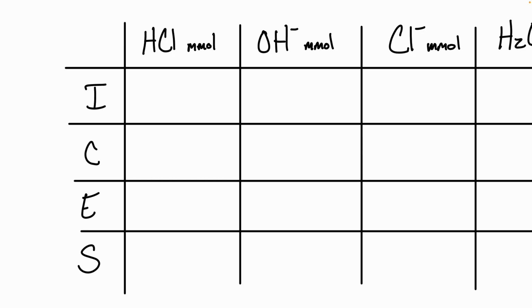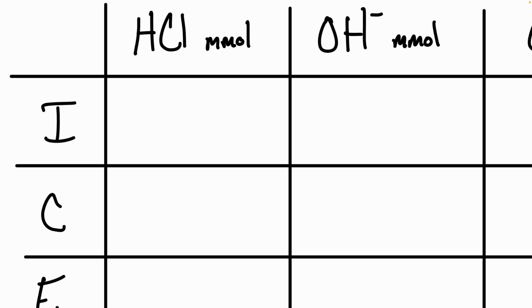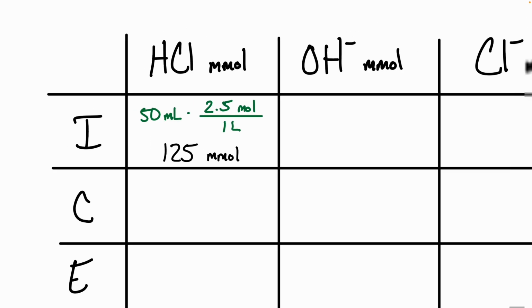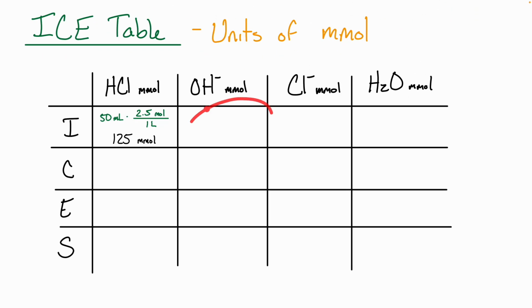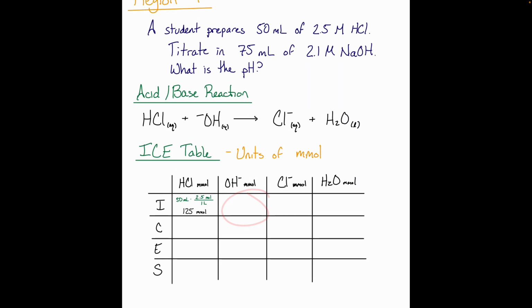Again, we need to convert to millimoles, so we're going to take our initial volume times that concentration in moles per liter. That's how we got that 125 millimoles. Now we have to do the same thing for hydroxide. Now we're saying we've added 75 mL of that 2.1 molar solution.